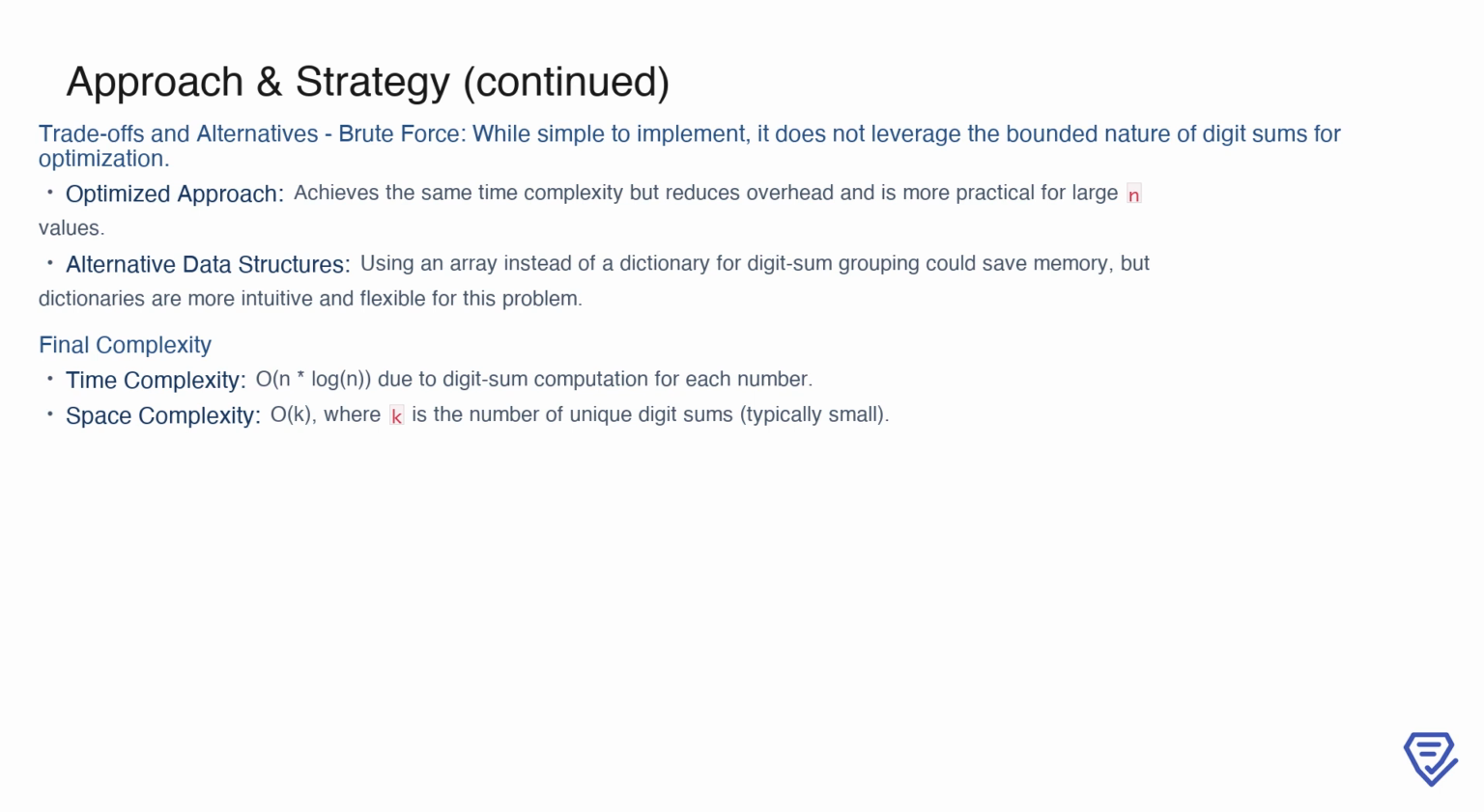Another alternative could involve using an array instead of a dictionary to store digit sum groupings, which might save memory in some cases. However, dictionaries are generally more intuitive and flexible for this type of problem, especially given the sparse distribution of digit sums. Finally, in terms of complexity, the time complexity remains O(n log n), driven by the digit sum computation for each number, while the space complexity is O(k), where k represents the unique digit sums. Since k is typically small, the approach is efficient and well-suited to the problem's constraints.